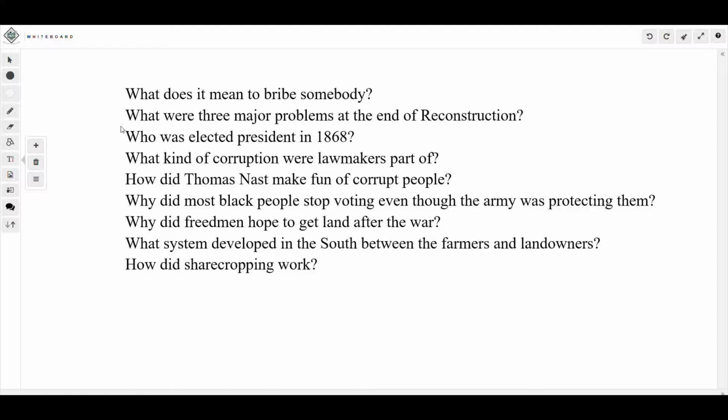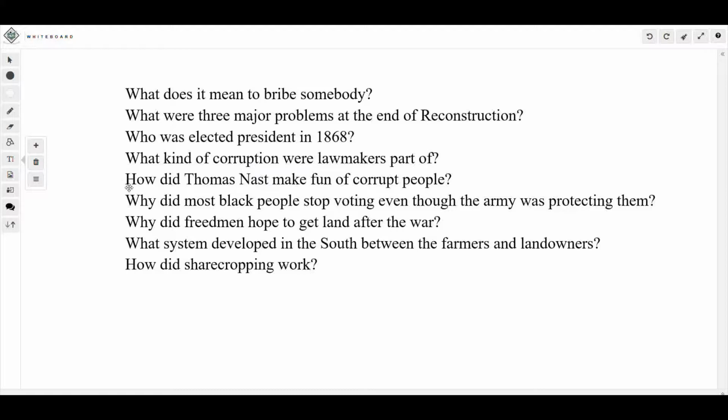Who was elected president in 1868? Do you remember? It was Ulysses S. Grant. Remember, he was the Northern general in the Civil War. What kind of corruption were lawmakers part of? They were taking bribes. That's how they were corrupted. They were corrupt because, well, one thing was they weren't turning in the money they were supposed to. Remember those taxpayers? That was just one example. Another was they were taking bribes in order to vote a certain way.